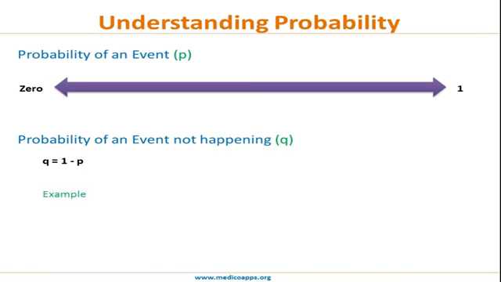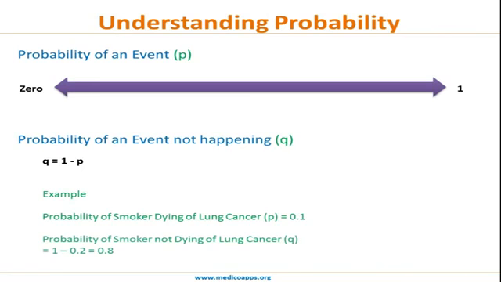Let's see an example. Suppose probability of a smoker dying of lung cancer is 0.1. So there's a 10% chance. 0.1 is nothing but 10%. So there's a 10% chance that a smoker will die of lung cancer. So probability of a smoker not dying of lung cancer is q, and that q is 1 minus 0.1, that is 0.9. So hope you understand the basic concept of probability.